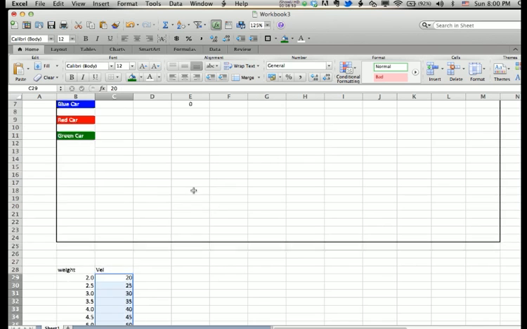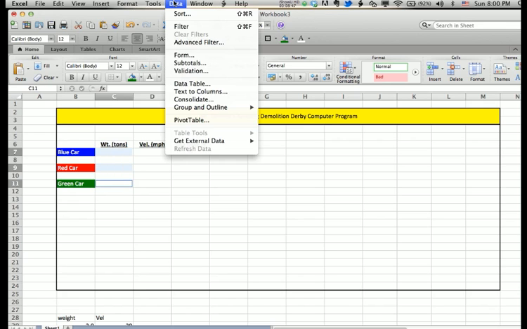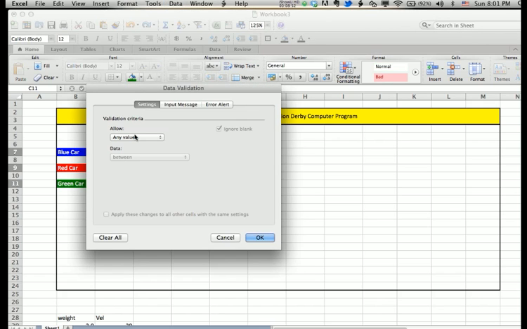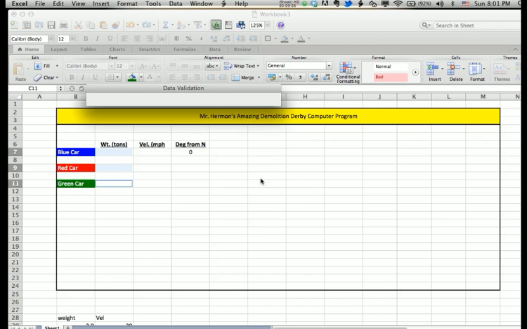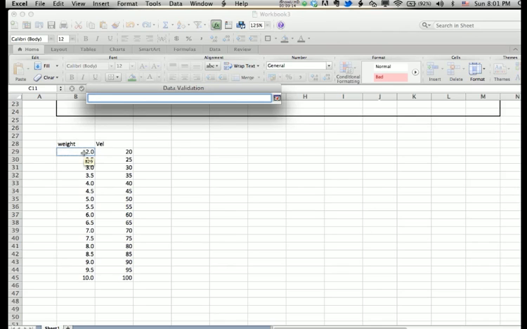Okay, so now what I can do is come up here for the weight, and I'll click here, hold Command and select this one and this one, and go up to data validation again. Data validation, settings, allow, and from the allow I'm going to choose a list. And then it wants the source of the list, so I'm going to click on this, move my scroll down, grab my scroller, and highlight this weight list.